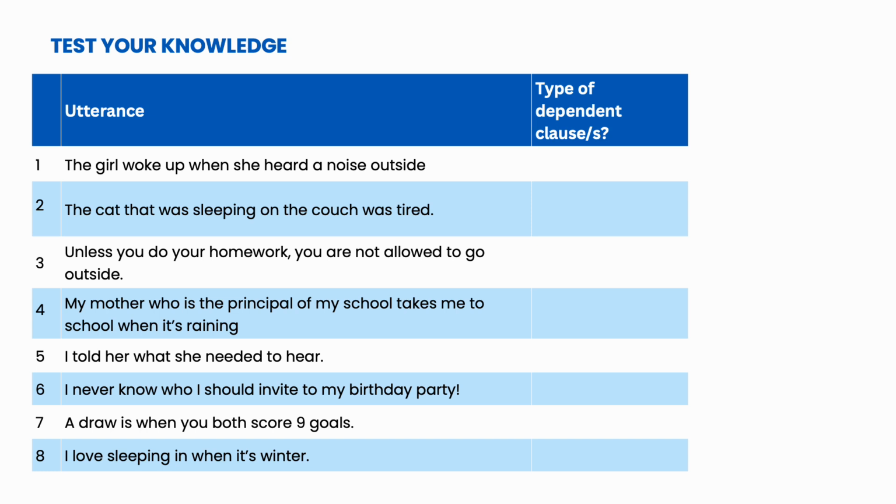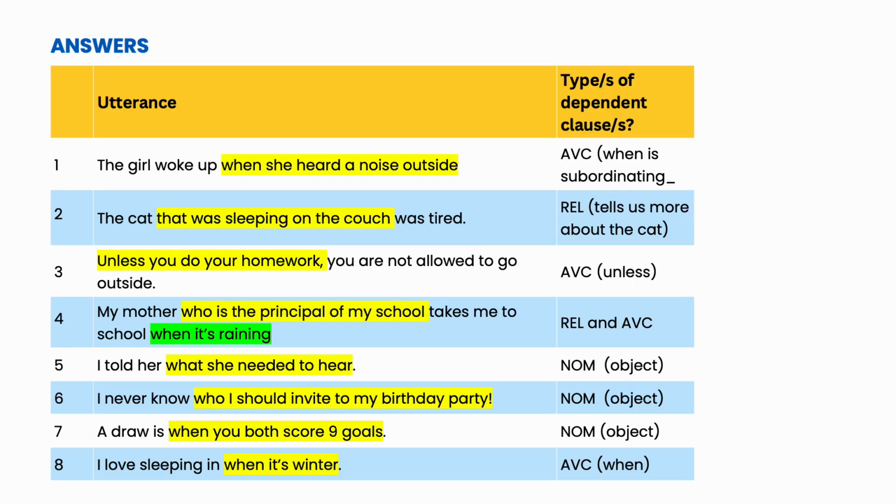You can pause the recording and fill these in yourselves. I'm going to look at the answers in the next couple of seconds. Okay, here are the answers. In the first sentence, "the girl woke up when she heard a noise outside," it's an adverbial clause because "when" is a subordinating conjunction.